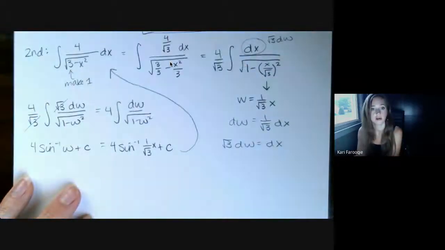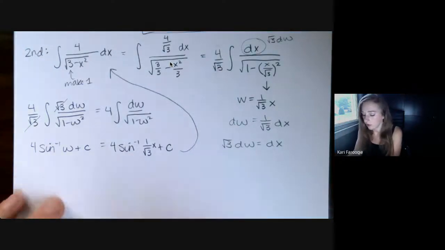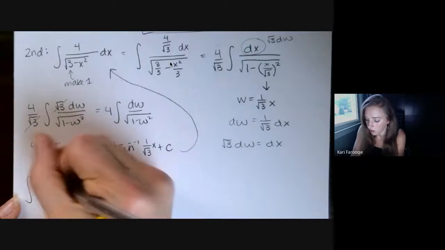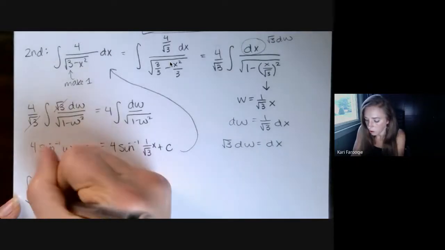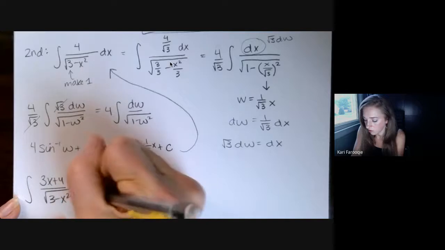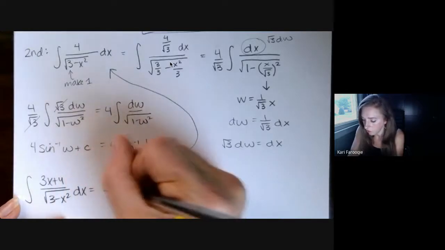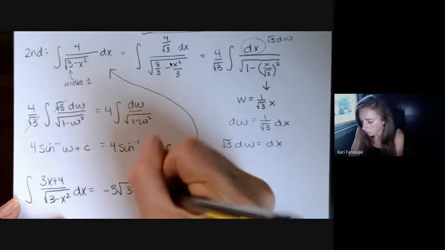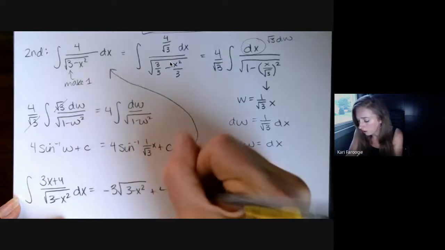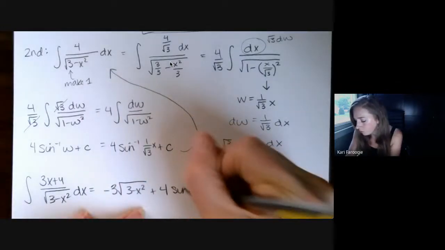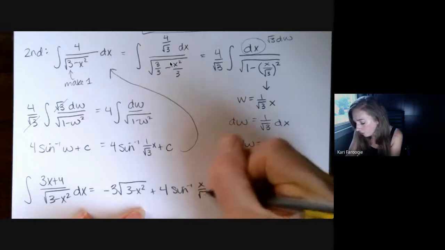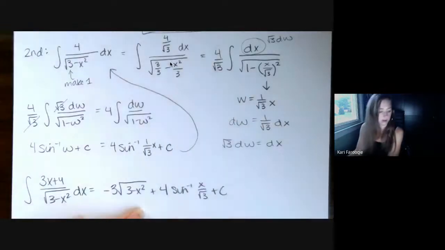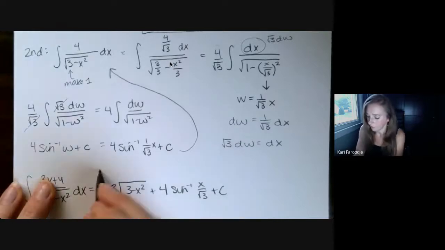But now we know that this is equal to that integral. So you can go ahead now and add the 2 together. So we can say that the integral of 3x plus 4 divided by the square root of 3 minus x squared dx is equal to negative 3 times the square root of 3 minus x squared plus 4 times the inverse sine of x over the square root of 3 plus c.